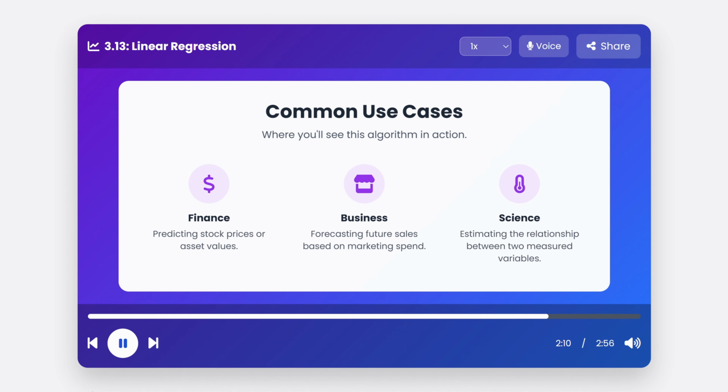Despite its simplicity, linear regression is used everywhere. It's used in finance to model the relationship between a stock's price and economic indicators, in business to forecast future sales based on marketing spend, and in science to estimate the effect of one variable on another.